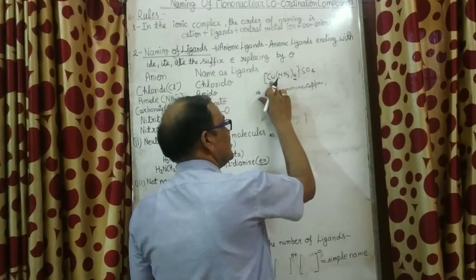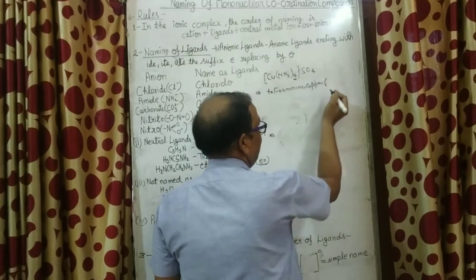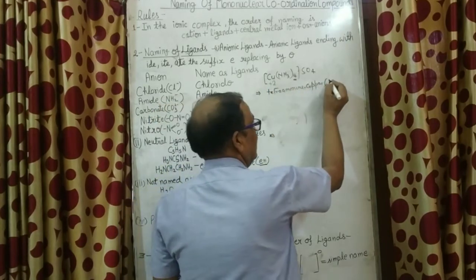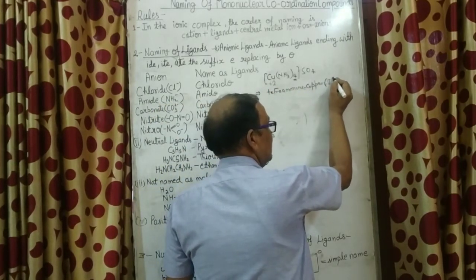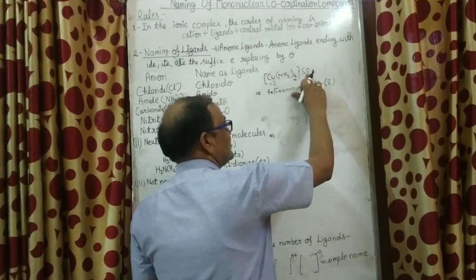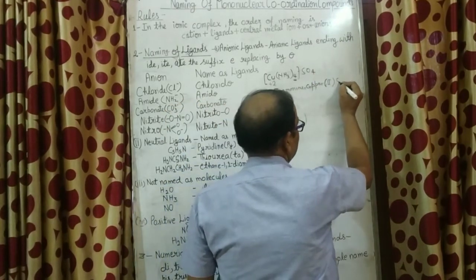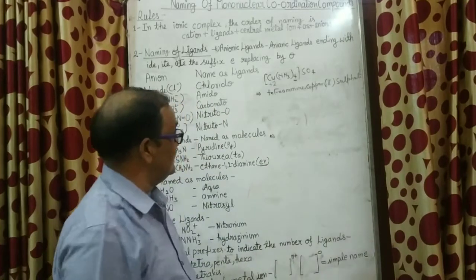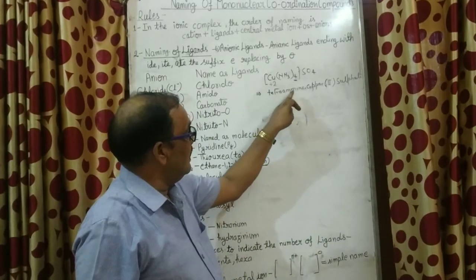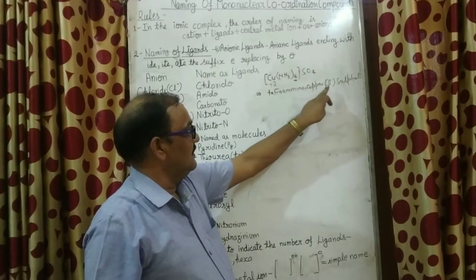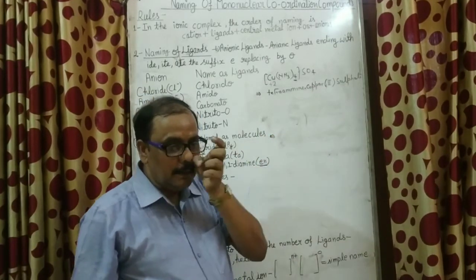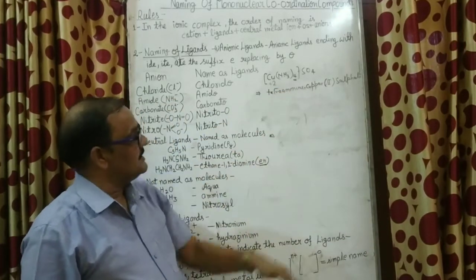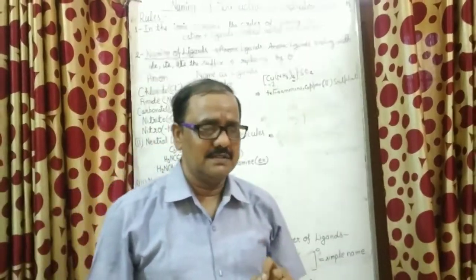Then write the oxidation state of the central metal within brackets, and the central metal oxidation state is +2. It means in Roman numerals, II, bracket close, and at the last there is the name of the anion, that is sulfate. So the name of this complex is tetraamminecopper(II) sulfate.